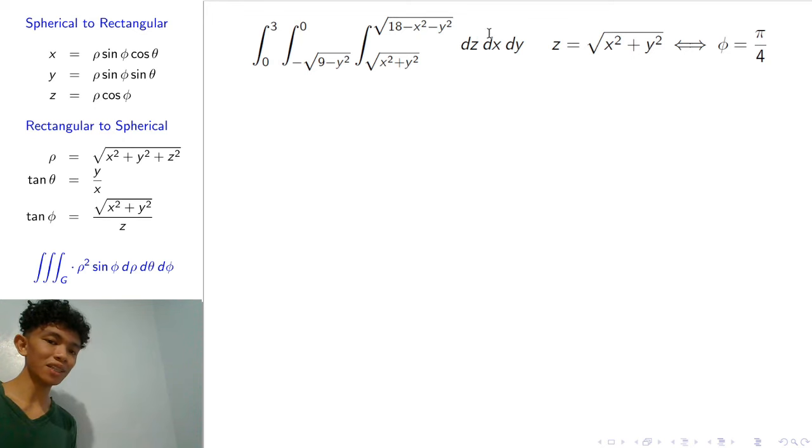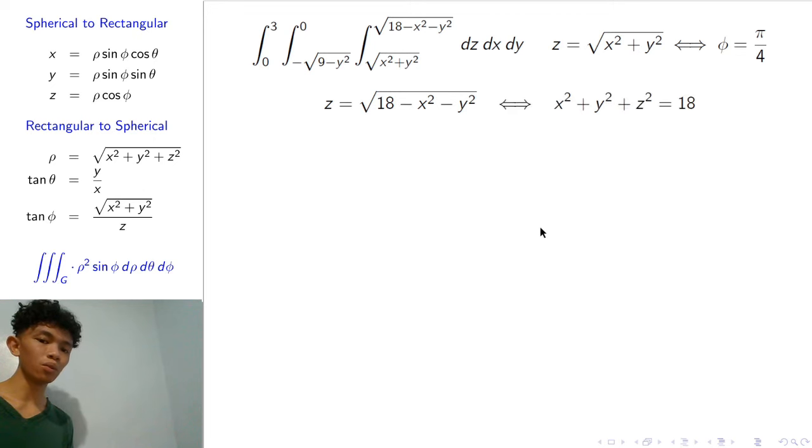On the other hand, you have z equal to square root of 18 minus x squared minus y squared, which is equivalent to x squared plus y squared plus z squared equal to 18, or at least this is part of this sphere of radius square root of 18 centered at the origin, which in spherical equations is just rho equal to 3 square root of 2. So this is the idea. You have a cone for a bound below, and for a bound above, you have a portion of your sphere.